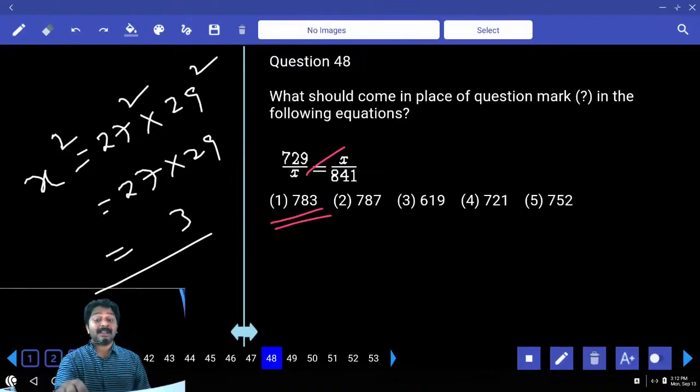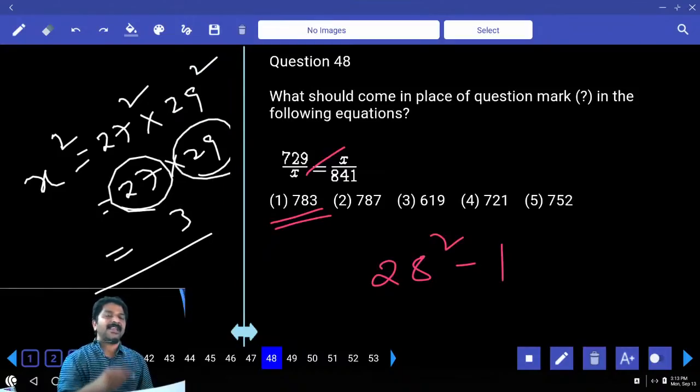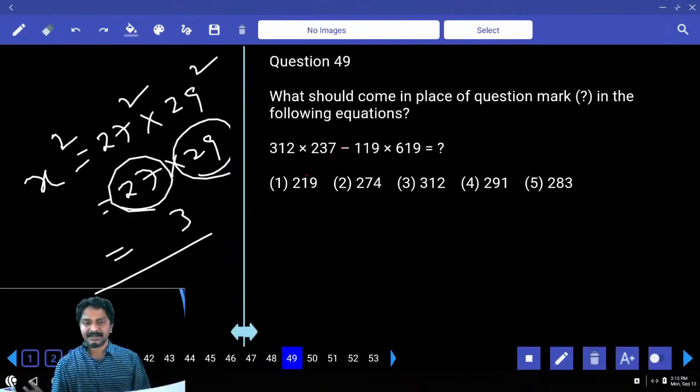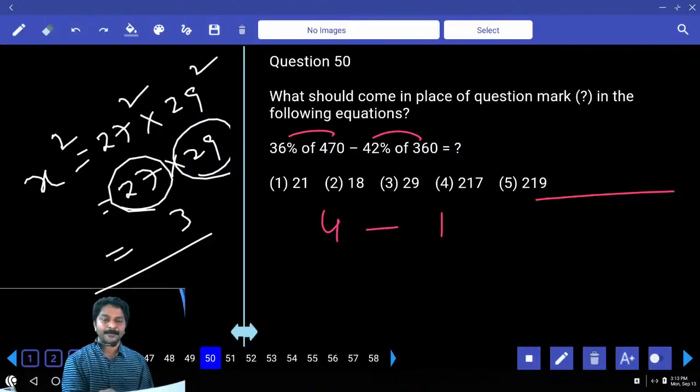If you want to calculate, that must be 28 square minus 1. Read 27 as 28 minus 1 and 29 as 28 plus 1. A minus b into a plus b concept, a square minus b square. 28 square minus 1, that must be the simplification. Last digit works here. Next. 2 into 7 ends with, minus 9 into 9 ends with. Answer must end with, fifth option, final.